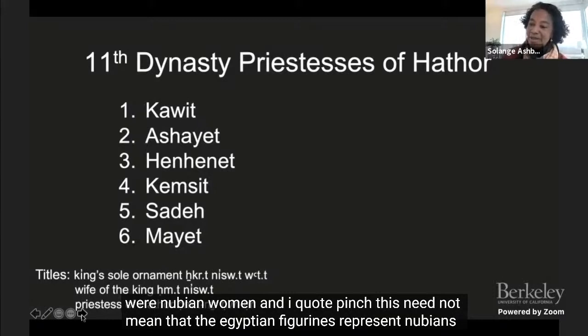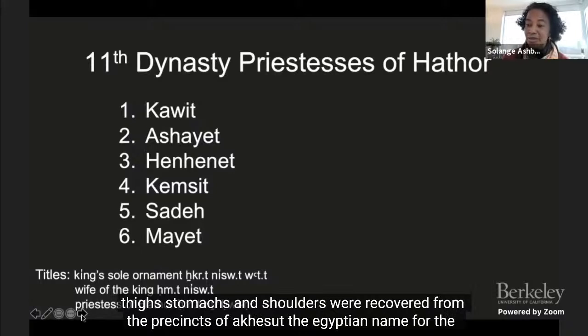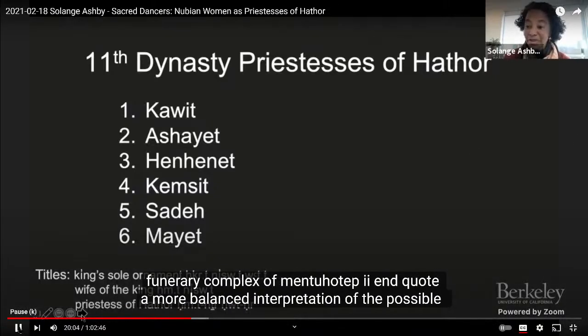This need not mean that the Egyptian figurines represent Nubians, since three 11th dynasty mummies of light-skinned women with tattoos on their thighs, stomachs, and shoulders were recovered from the precincts of Ak-Isut, the Egyptian name for the funerary complex.